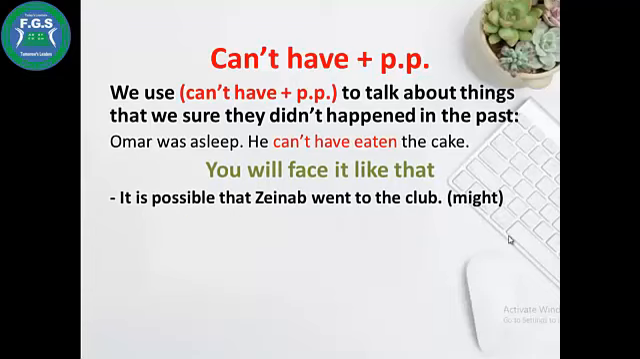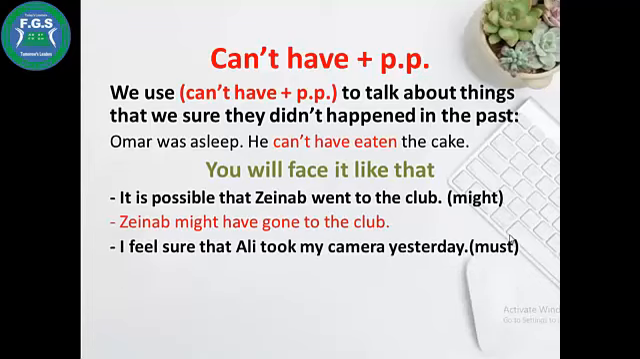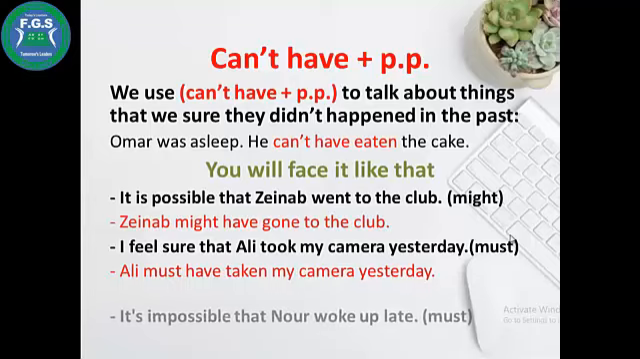For example, it's possible that Zainab went to the club. Use might. Zainab might have gone to the club. We here express possibility in the past. I feel sure that Ali took my camera yesterday. Use must. Ali must have taken my camera yesterday.